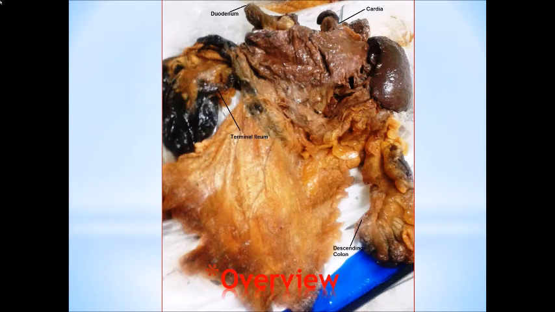So to bring you up to speed, here we have sectioned this cadaver here. So this is the cardia of the stomach, this is the duodenum, this is the stomach, this is the spleen, this is part of the ascending colon, transverse colon, the descending colon, and the greater omentum.